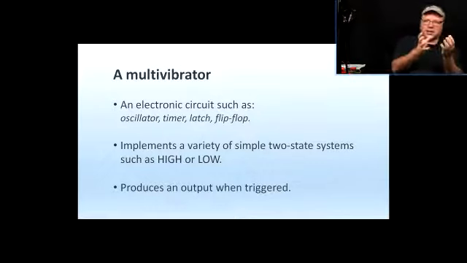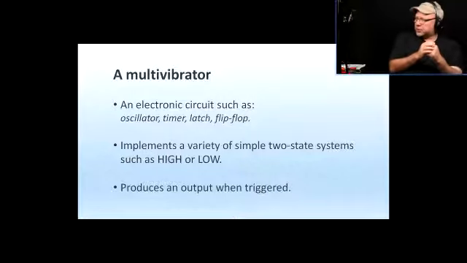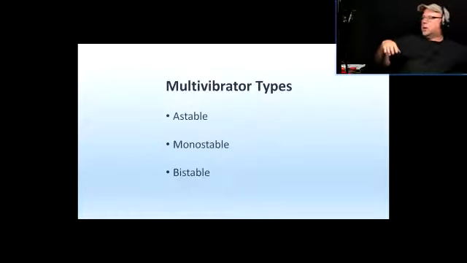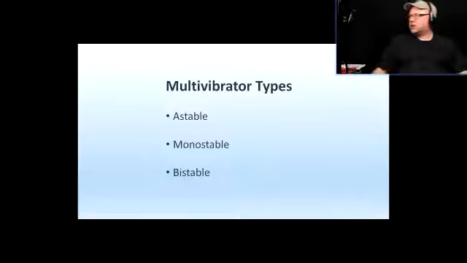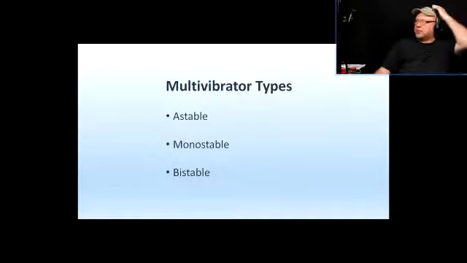How it is going to give you that output, then we're going to talk about the different types of multivibrators. We're going to talk about three types of multivibrators. One is going to be astable, then monostable, and bistable multivibrator.